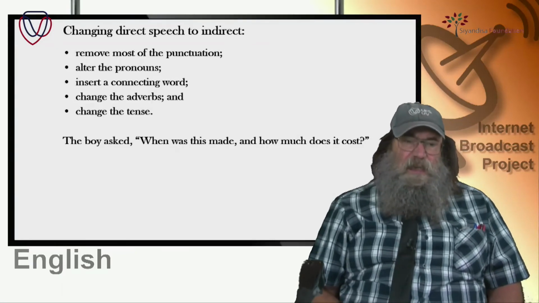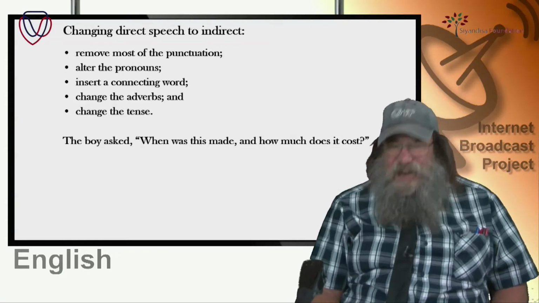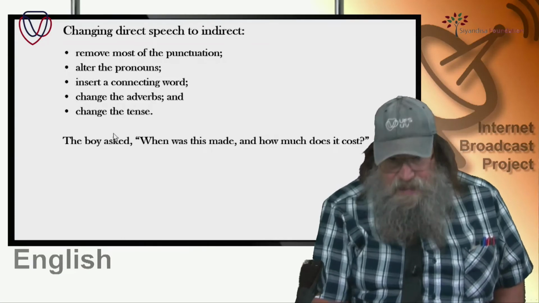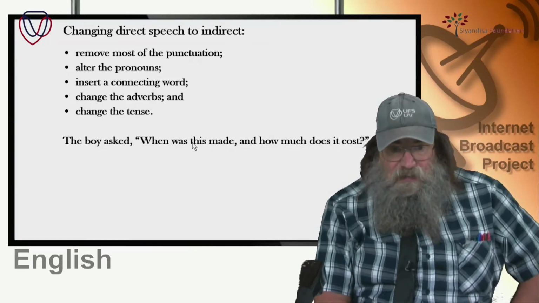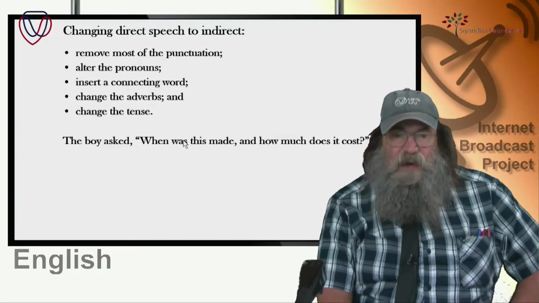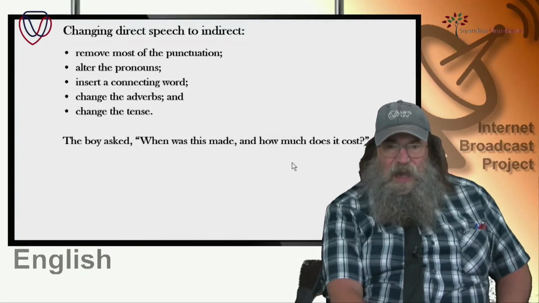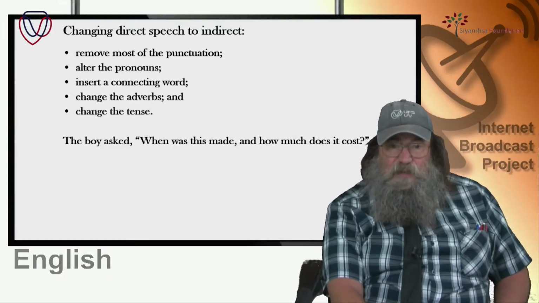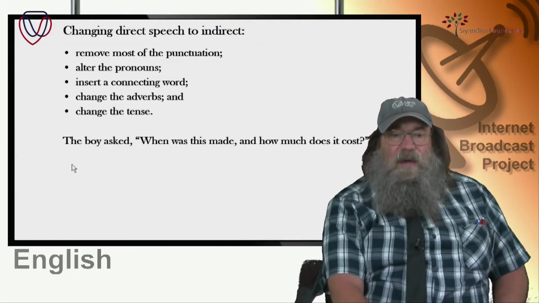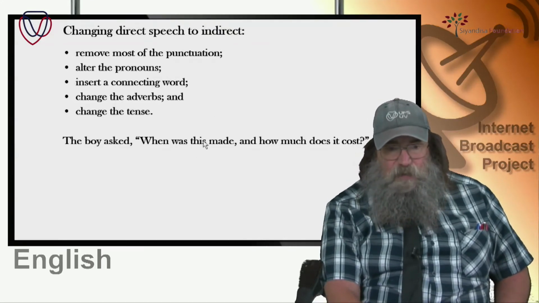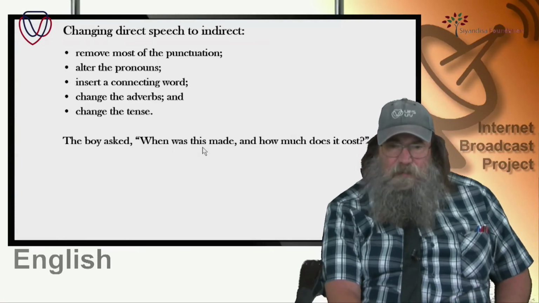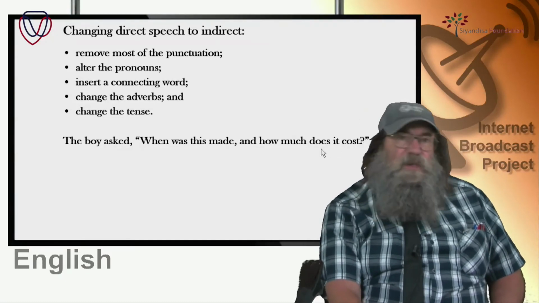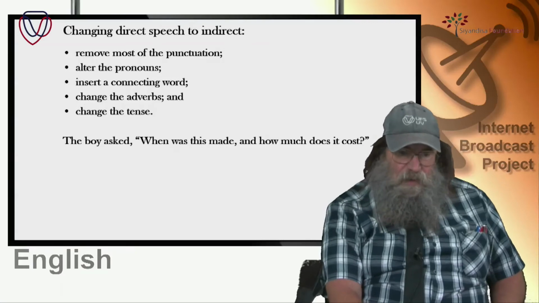But before we do that, let's look at what we are going to have to change. First, is it in the past tense? Yes, so we've got to change the tense. So definitely this here, was, will have to be changed, and does will have to be changed. But there is a specific way to do that as well. Do we have pronouns? Yes, we've got this, the demonstrative pronoun, and we've got it. Okay, the third person neuter pronoun.